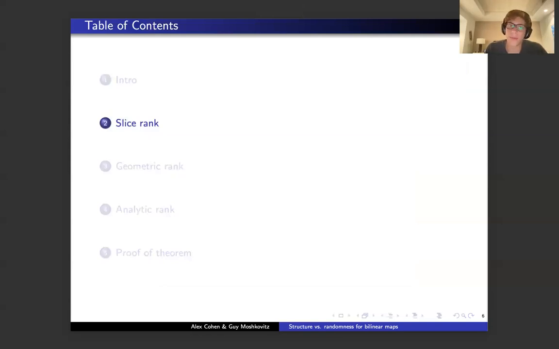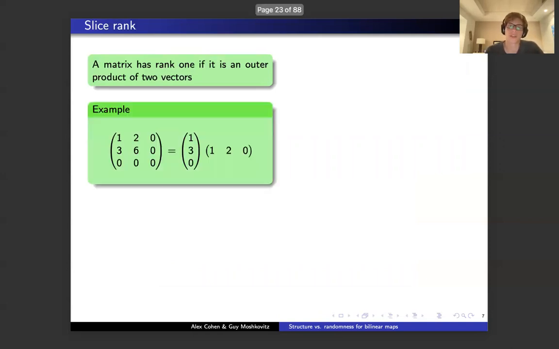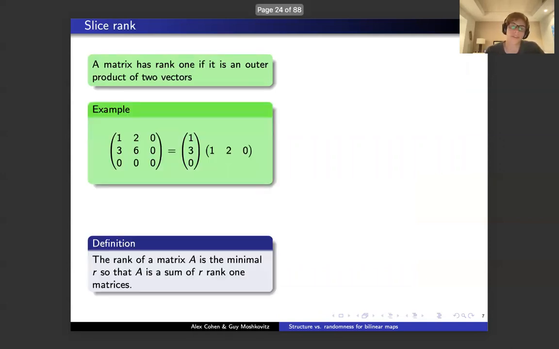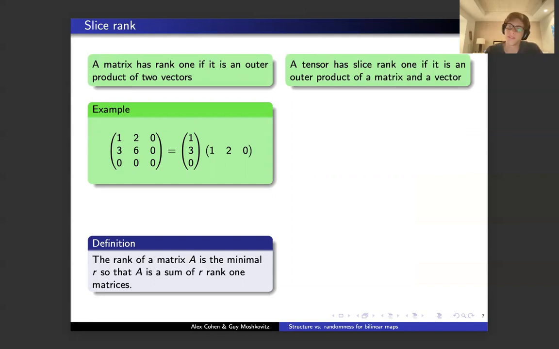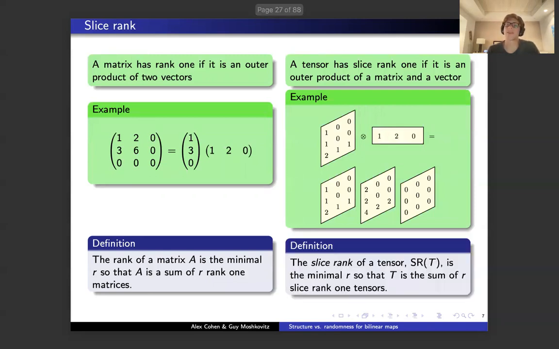Okay, so now I'm going to talk in depth about the notion of slice rank. Recall that a matrix has rank 1 if it's the outer product of two vectors. This is an example of a nice rank 1 matrix. Once we know what the rank 1 matrices are, we can define the rank of any matrix to be the minimal number R so that it's the sum of R rank 1 pieces. This is a very combinatorial way of defining the rank of a matrix. Analogously, we can say that a tensor has slice rank 1 if it's the outer product of a matrix and a vector. This is an example of a nice slice rank 1 tensor. Now we can define the slice rank of a tensor to be the minimal R so that it's the sum of R slice rank 1 pieces.